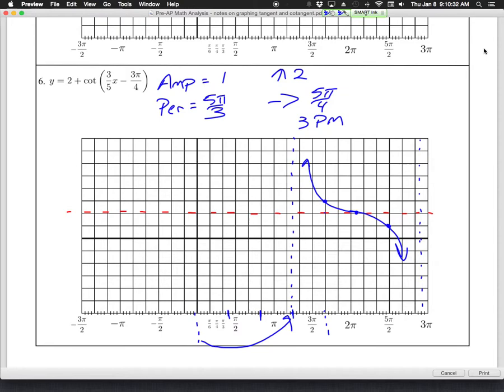Now, obviously, I have to go back to the left to get another period. How far do I need to go to get to my next asymptote? 10 spaces. So 1, 2, 3, 4, 5, 6, 7, 8, 9, 10. Half of 10 is 5, so 1, 2, 3, 4, 5 has to be the midpoint. Half of 5 is 2.5. So 2.5 to the left, it's got to be up. 2.5 to the right, it's got to be down. There's 2 periods of the graph of this function.